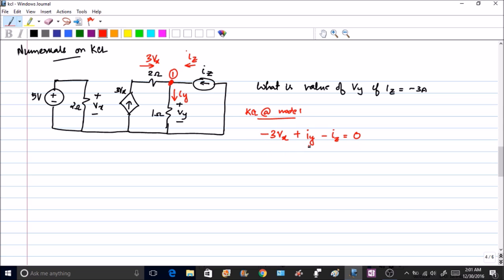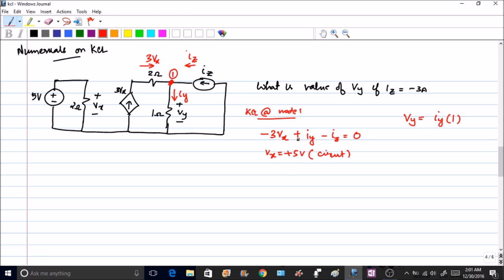We have to find the value of Vy, right? And Vy, based on the sign conventions, is easy. It will be Iy into 1. This resistance is 1 ohm, right? Now let us find what is Vx. You can clearly see that Vx is nothing but the voltage here. So plus sign and plus sign are matching, minus sign and minus sign are also matching. So clearly Vx will be equal to plus 5 volt, and this information is got from the circuit.